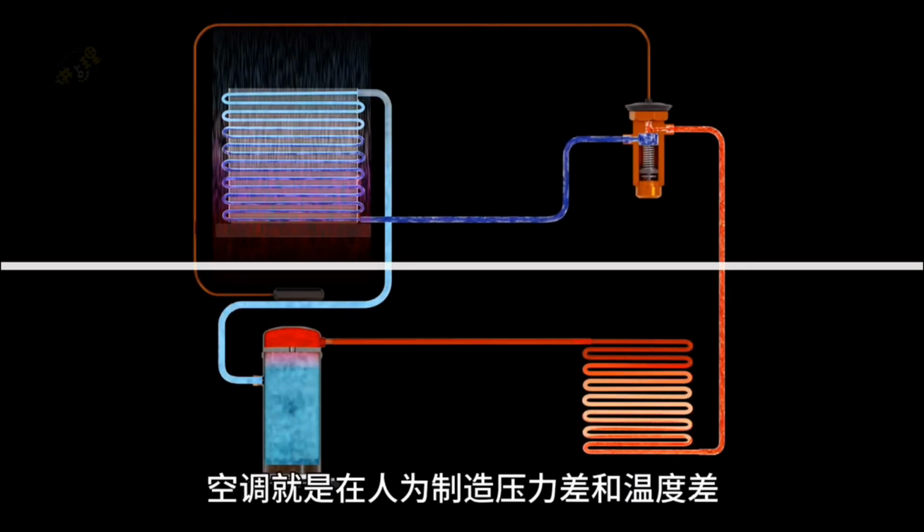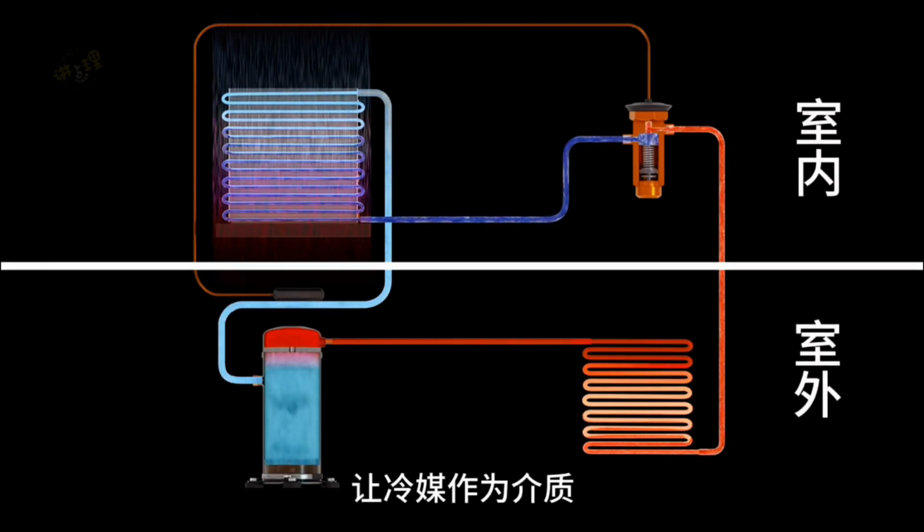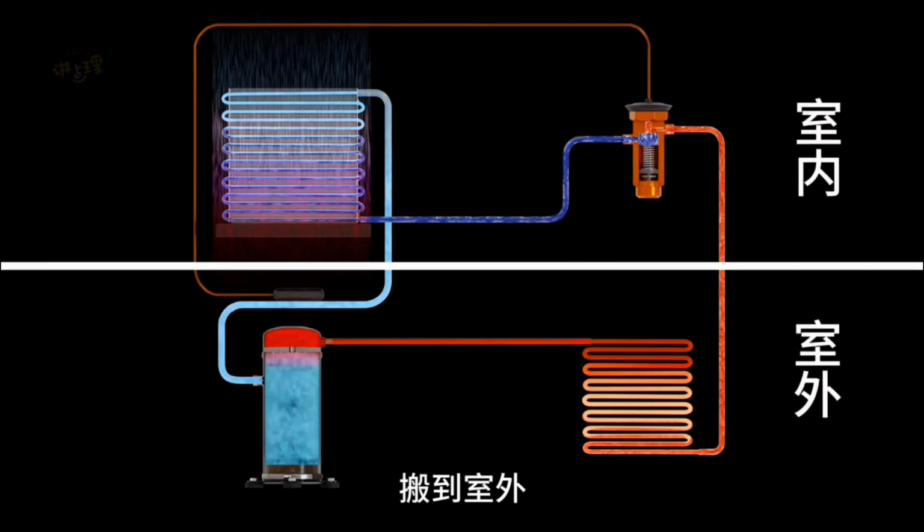The air conditioner artificially creates pressure and temperature differences using the refrigerant as a medium to transfer heat from indoors to outdoors. This is the working process and principle of the air conditioner.